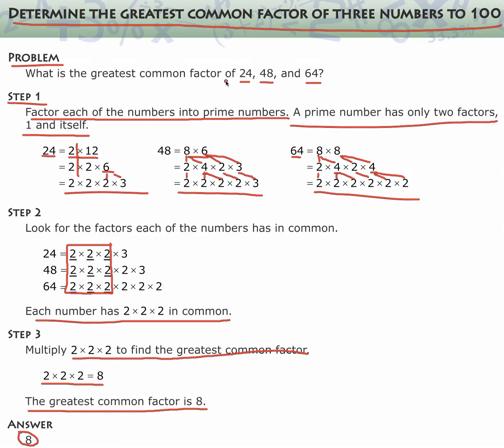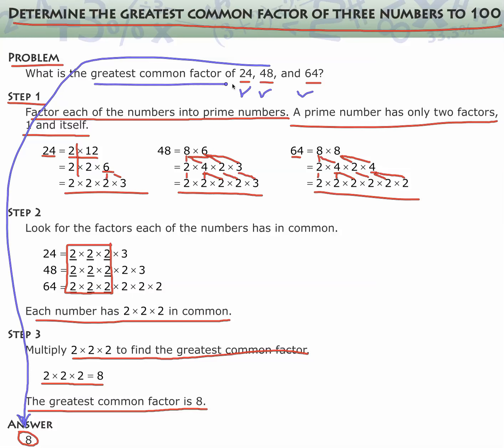Okay. So the greatest common factor of 24, 48, and 64 is 8. The greatest common factor, another way to write that is the GCF. So the greatest common factor of 24, 48, and 64 is 8.